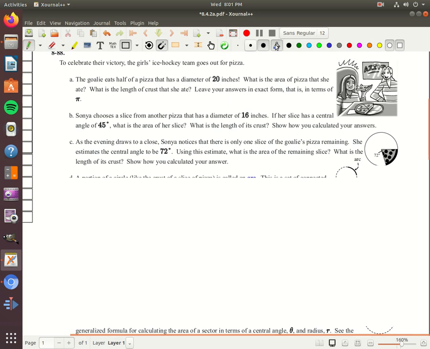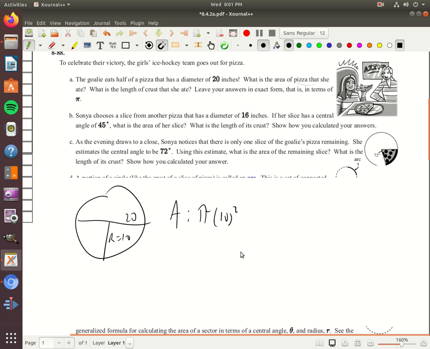All right, so if I go here, I'm going to turn all this off. I'm going to go to A. Goalie eats a whole big piece of pizza. It's 20 inches in diameter. If it's 20 inches in diameter, I hope we're all okay that the radius is 10. And it says, what's the area of the pizza that she ate? Well, if I can figure out the area of the whole thing, which is pi r squared, which is 100 pi. So that's the whole pizza, by the way.